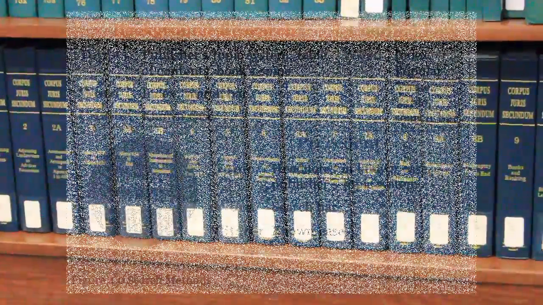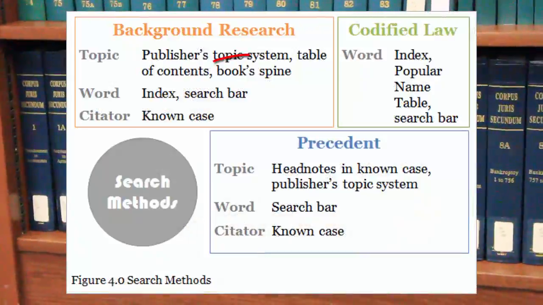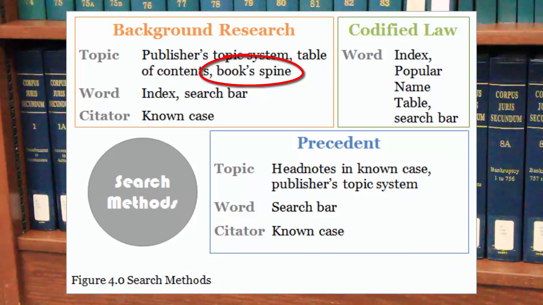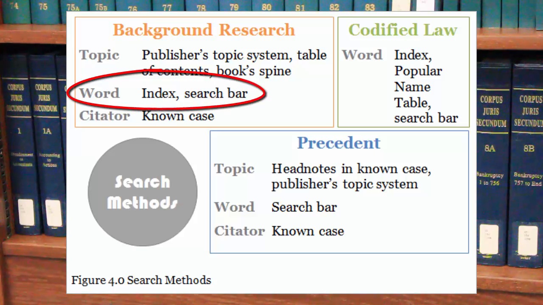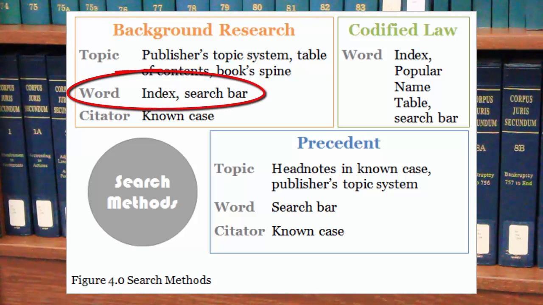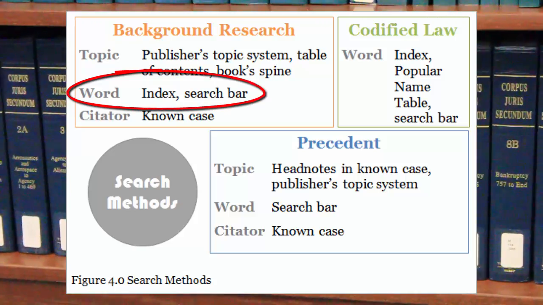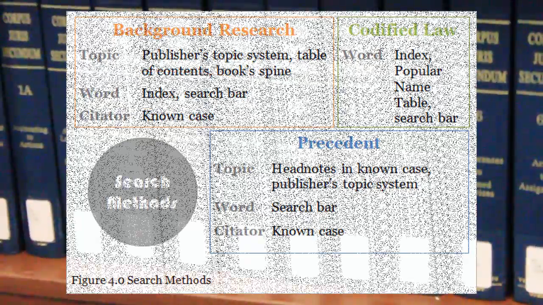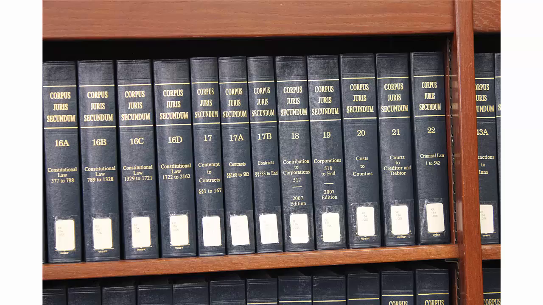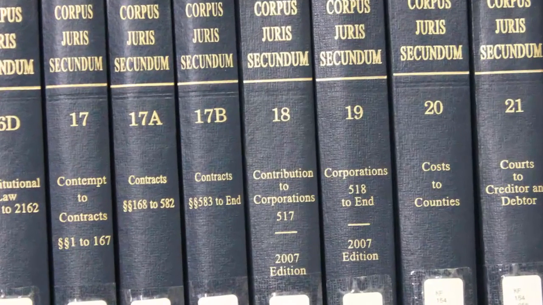Okay, we're going to use the two search methods to get into these. We're going to use the topic method by using the spine of the volume to find our topic, and then we will use the index method or the word method by looking in the index of Corpus Juris Secundum. All right, for the topic method, zoom in here.